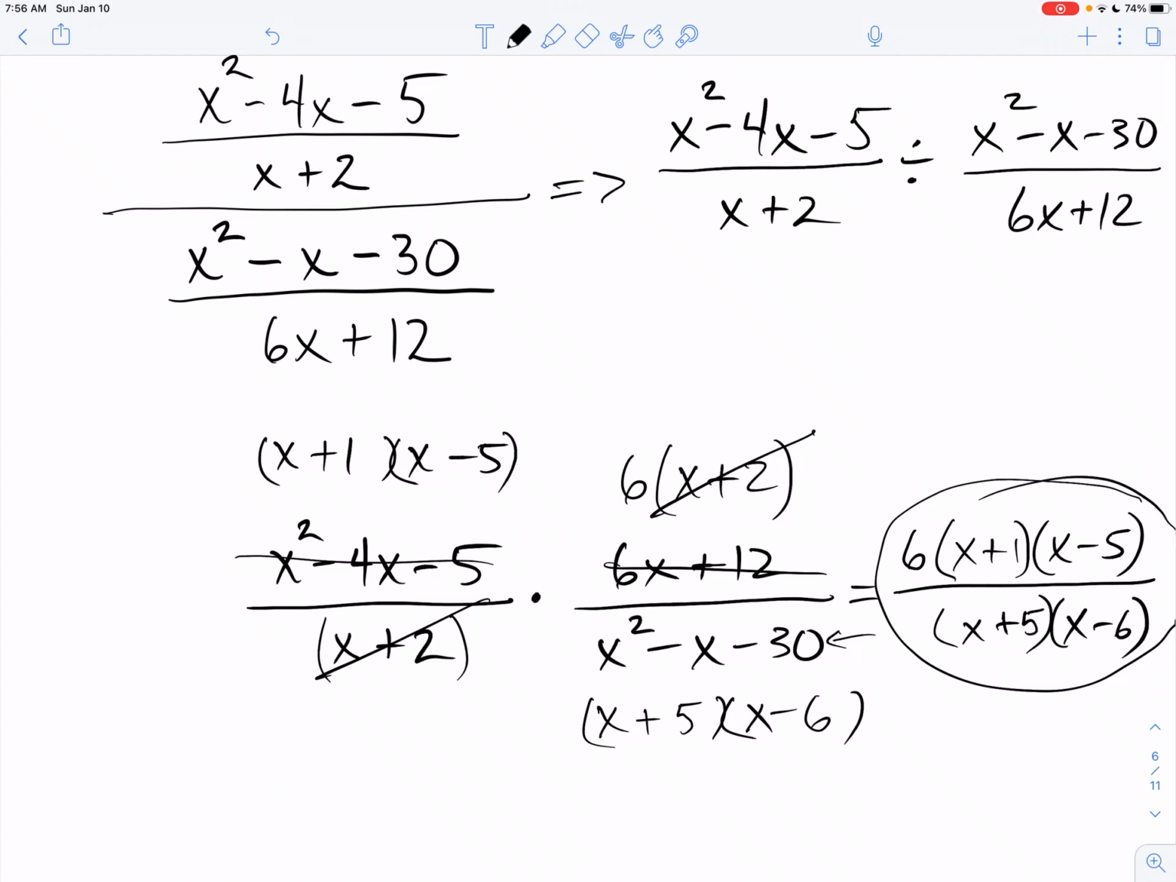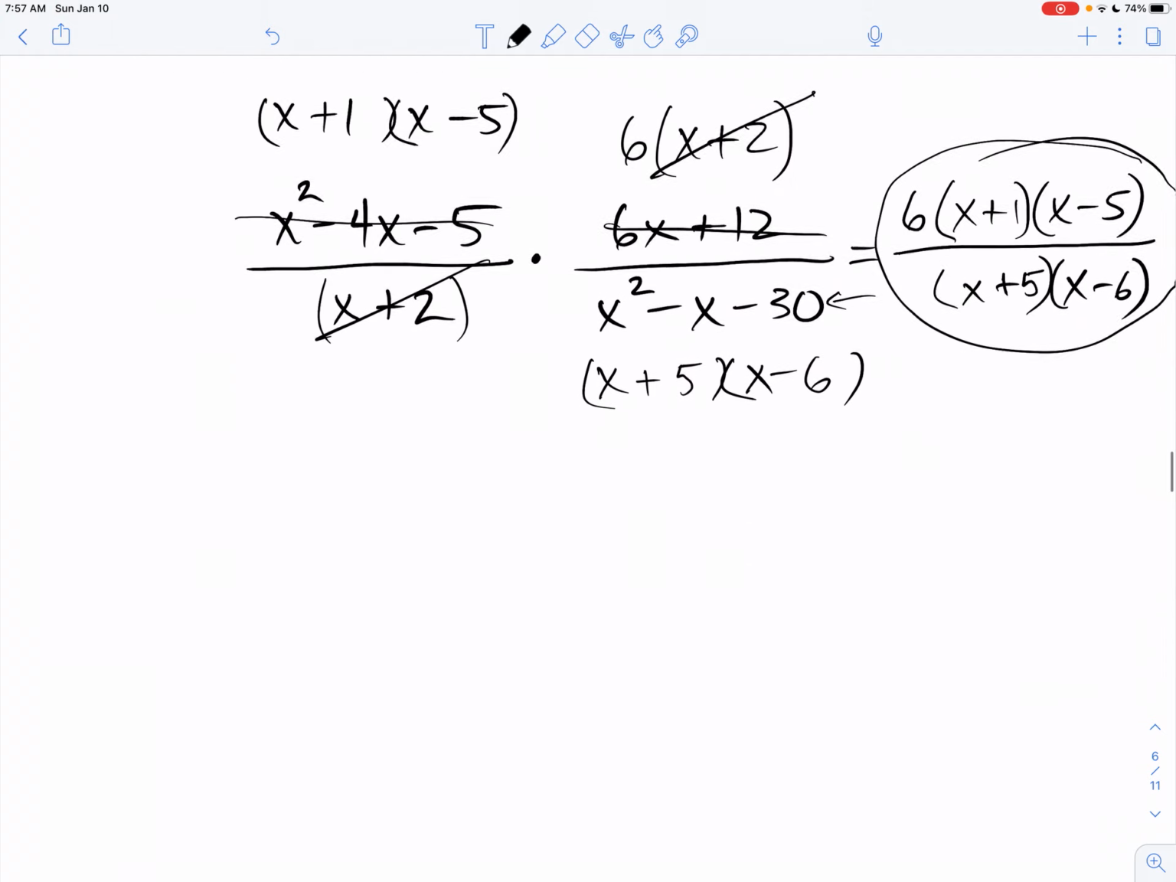You're done. You can't take anything else out of that problem, but you definitely have something that is less complicated than what you started with. That's the whole point. You don't ever want to have a fraction inside of your fraction. It's horrible looking. This isn't much better, but it is complete.